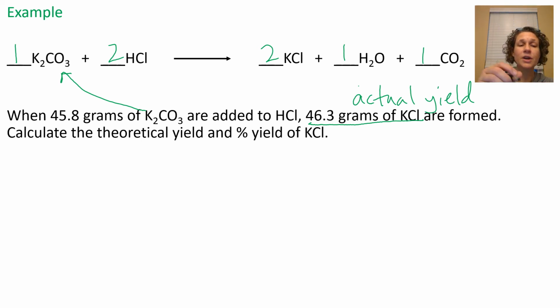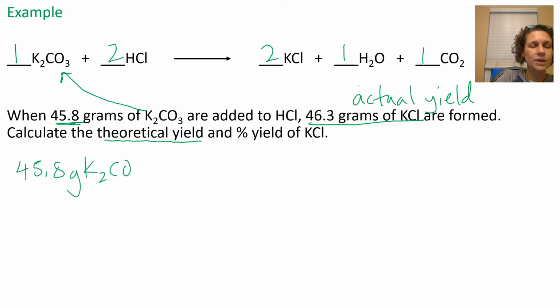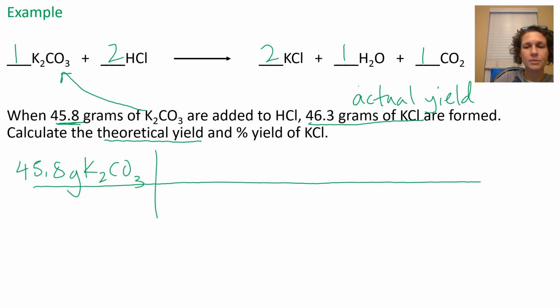Okay, so the theoretical yield, remember, is the perfect yield. That's what you should get if everything went exactly right. That's what the math tells you you should get. So this is where we have to do a stoichiometry problem. And so you ignore that actual yield for a while. You don't use that number. You always use the reactant that you're given. So you're starting with the 45.8 grams of K2CO3. And you're doing a long stoichiometry problem. So I'm just going to draw a line.